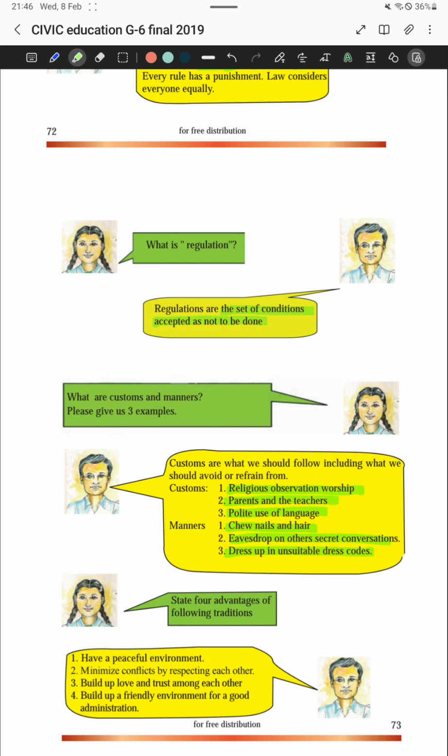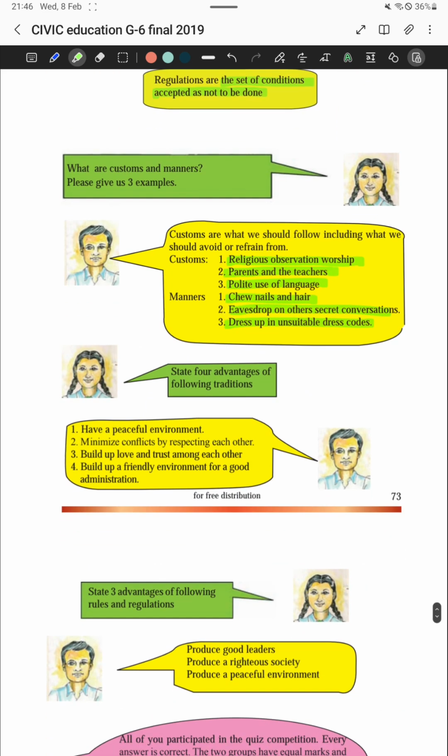And state 4 advantages of following a tradition, right? You can live in a peaceful environment, right? You can minimize the conflicts if you are following the traditions, and build up love and trust among each other, right? Build up a friendly environment. So those are the good things that you can take as advantages from following traditions.